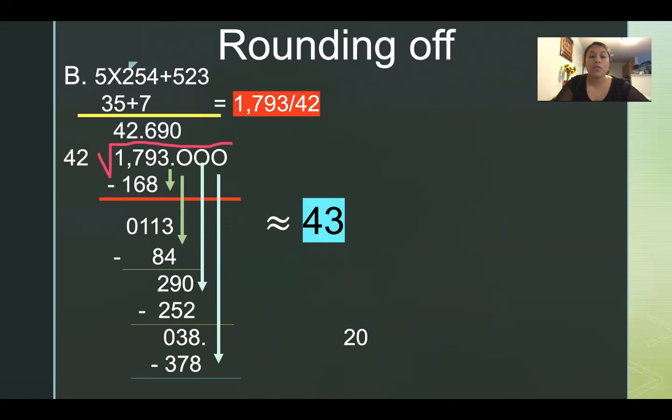And then we see how many times 42 goes into 1,793. The first thing we notice is that 42 goes into 42 right here. We subtract 168 and we get this, and then we bring down and we carry all the way until we get to the bottom, and we have 42.690, I'm sorry. And since the 6 is bigger than 5, we round up, so that makes the 2 go up to a 3, making the grand total around 43.